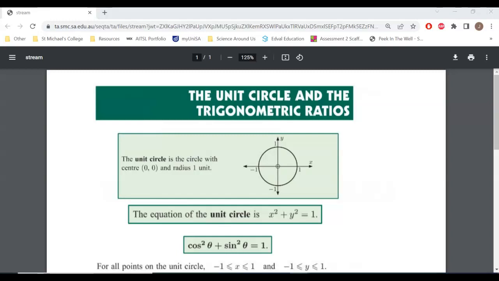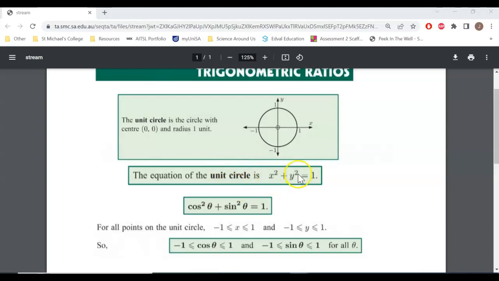In this document, I've outlined some useful trigonometric properties that we've become familiar with over the last week or so. So just a reminder of what the unit circle looks like, with its origin and its radius of 1 unit. We know that the equation of the unit circle is given by the general form of the equation of the circle, where x squared plus y squared is equal to 1.